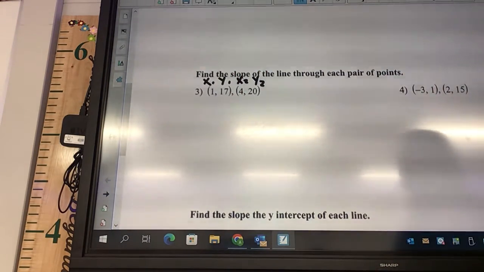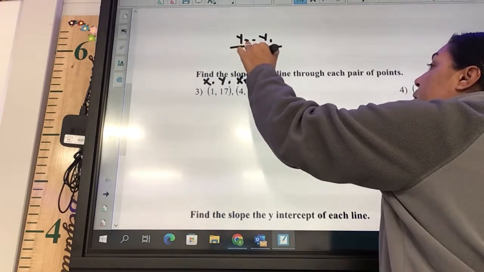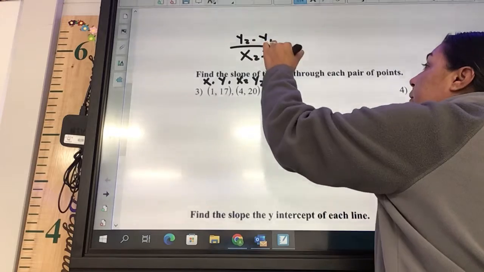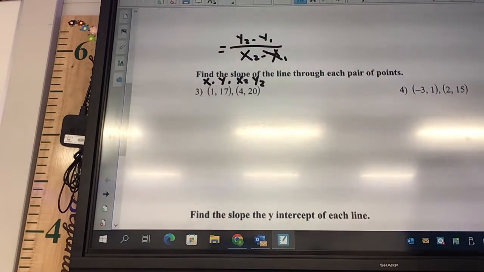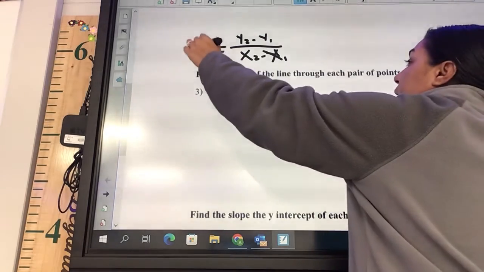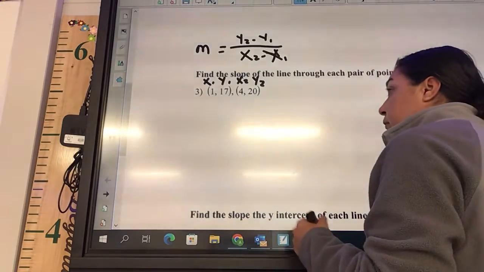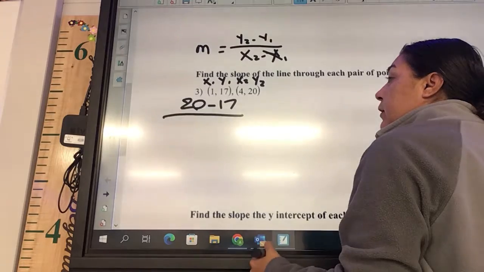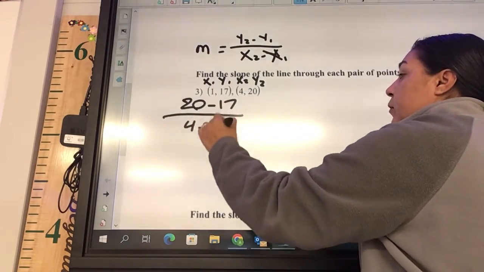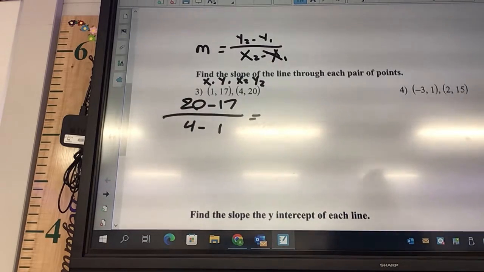It's y2 minus y1 over x2 minus x1. Good. Equals what? What letter do we use for slope? M. Okay, so what is my y2? 20 minus 17 over 4 minus 1. 9 over 4, somebody agree? 59 over 4?